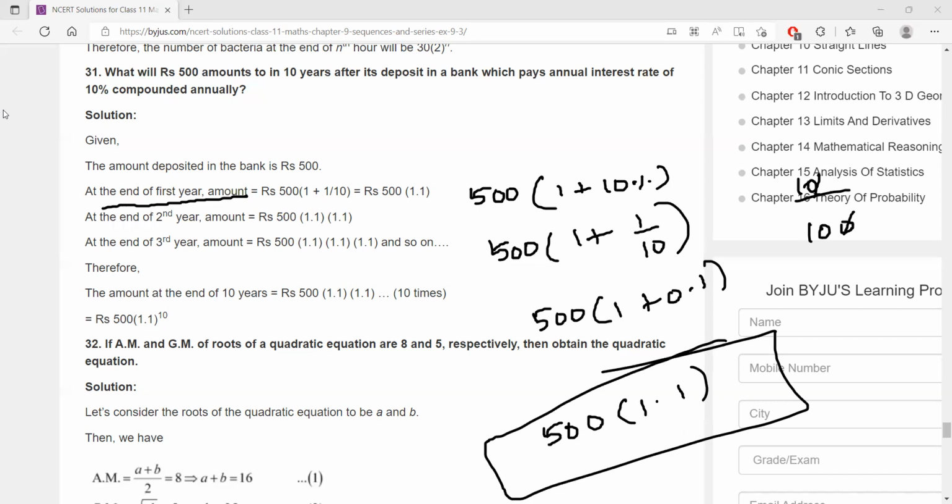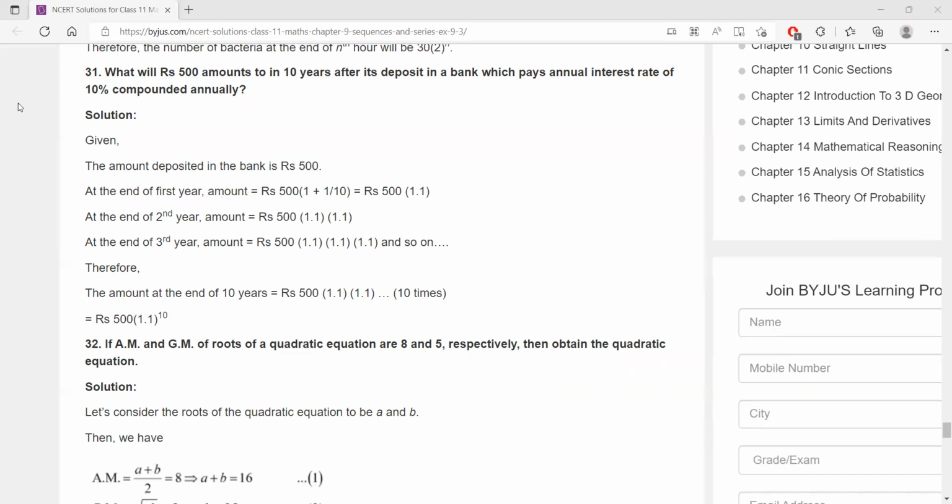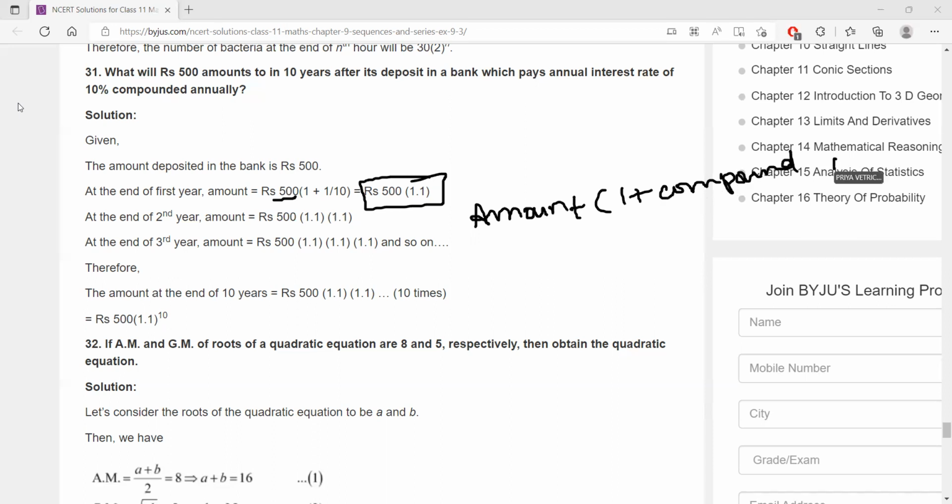So now we are going to calculate for the second year. For calculating the second year, instead of substituting 500, you will substitute this. This is the formula: amount times 1 plus compound interest. Can you follow? This is the formula. So when you calculate for the second year, you will substitute the new amount. What is the new amount? This is the new amount, so that's 500 times 1.1.